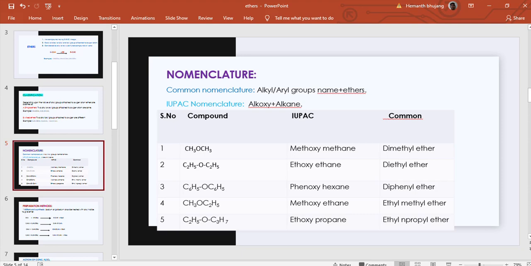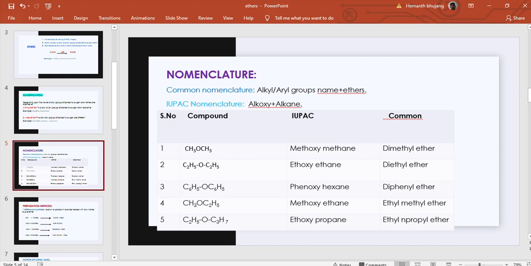But if we have two different alkyl groups attached to the oxygen atom, then you name the alkyl groups individually and add the word ether to that. This you will understand very clearly when we go through the examples. Now coming to IUPAC nomenclature. IUPAC is nothing but the International Union of Pure and Applied Chemistry. For ethers, the IUPAC nomenclature is given as alkoxy plus alkane.